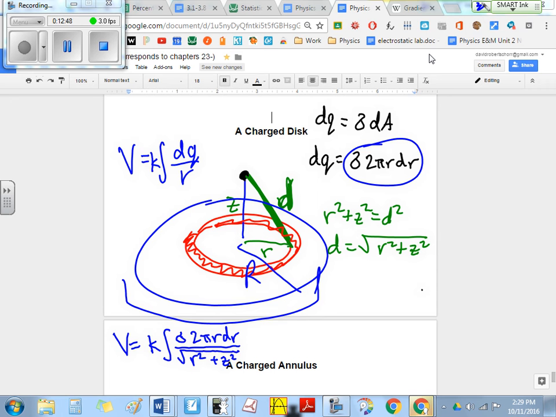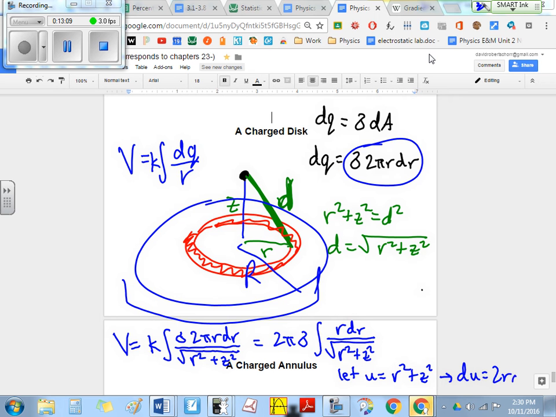And this one looks scary, but the 2 pi sigma can pull out. 2 pi sigma. And we just have r dr on top and square root of r squared plus z squared. And if you let u equal r squared plus z squared, then du will be 2r dr. In other words, 1/2 du is r dr.